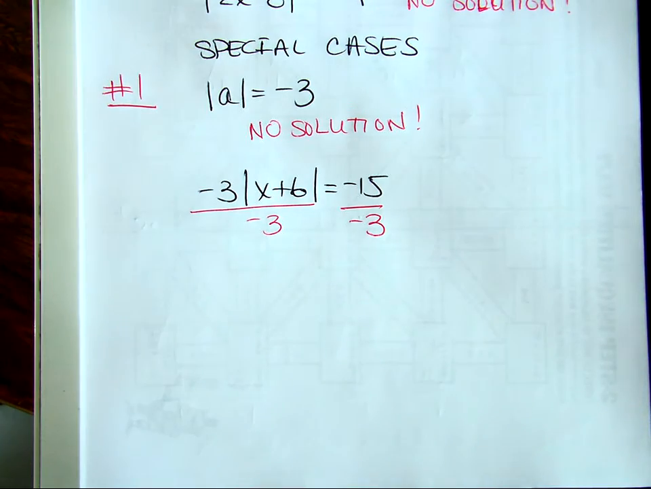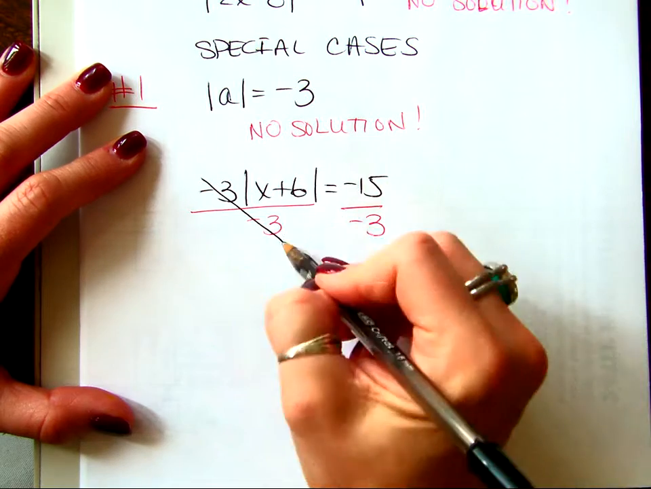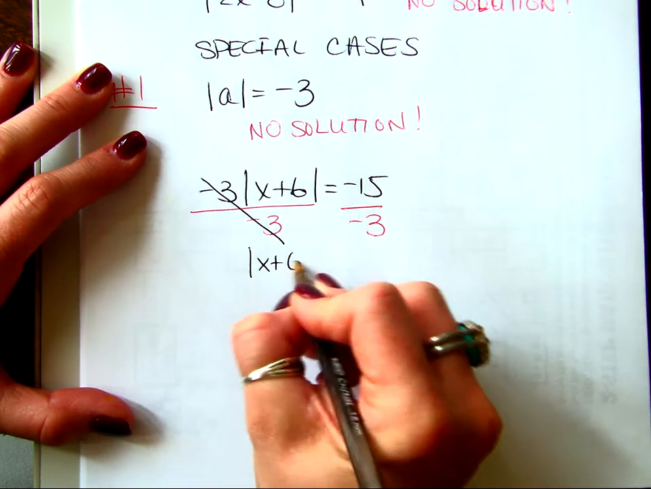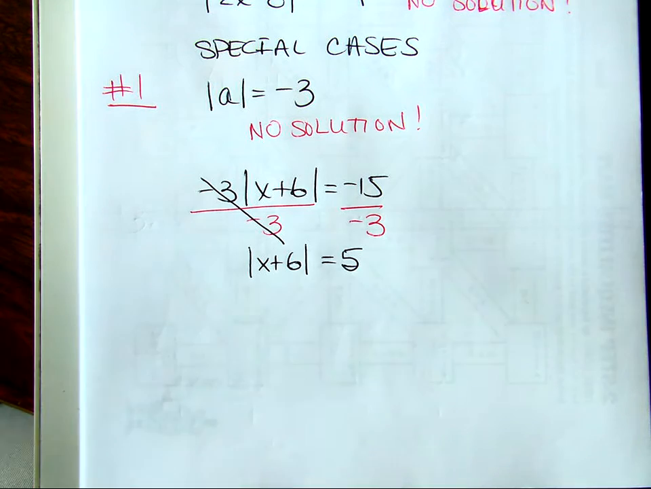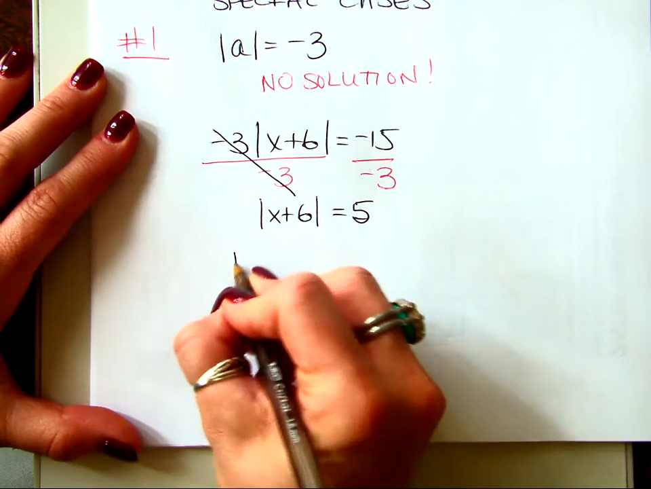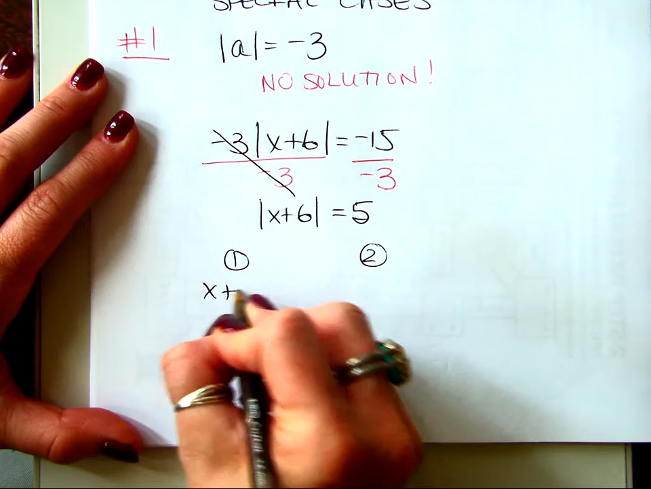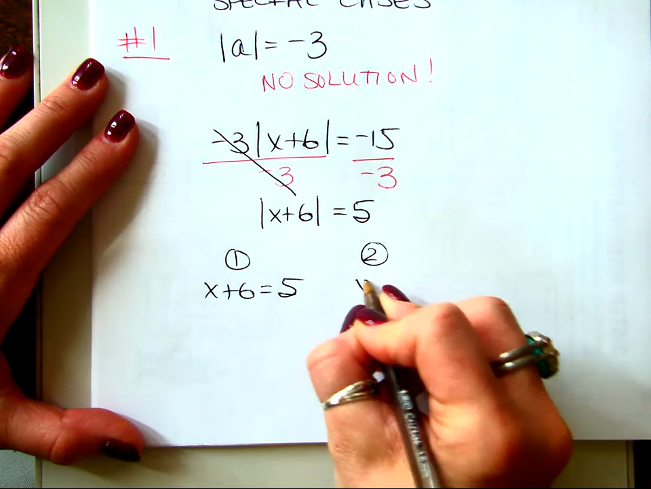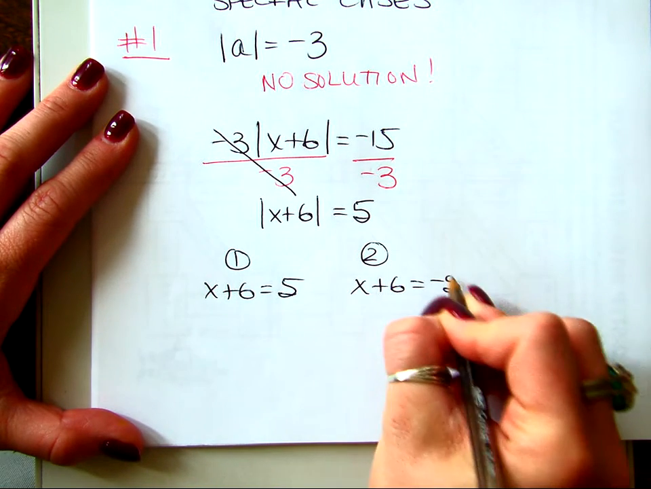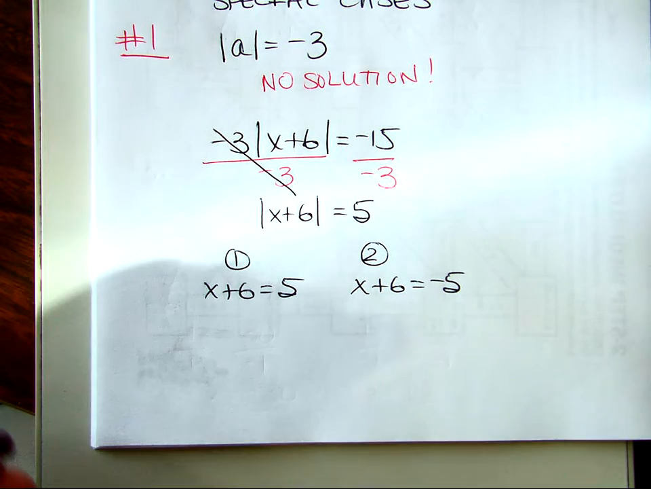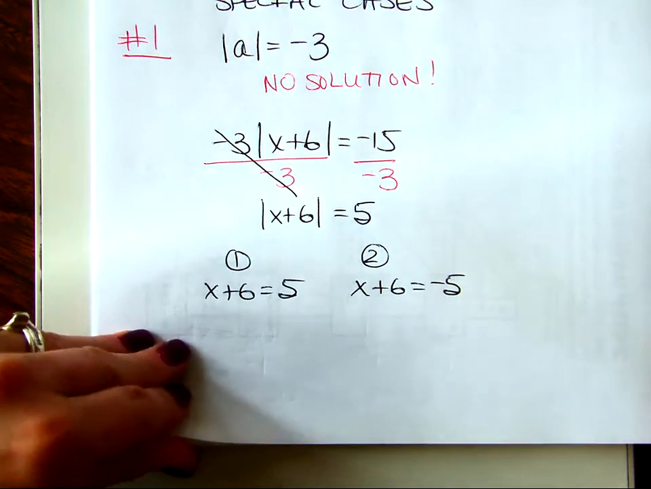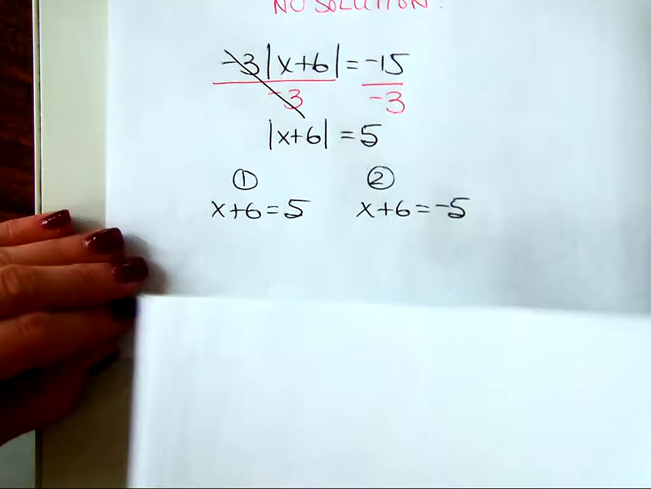You see? When I divided by that -3, a negative divided by a negative is a positive. So is this a no solution problem? Nope. You have got to do that problem. And you're going to have x plus 6 equals a +5 and x plus 6 equaling a -5. Good? Okay? So be careful of that. And then there's one more special case. And here it is.